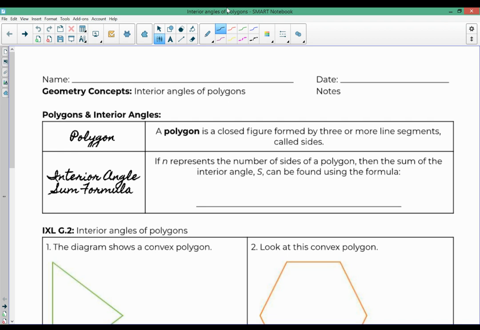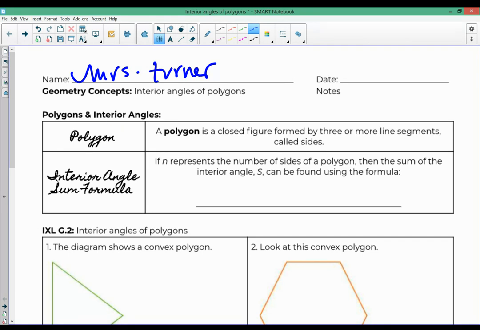Hi everyone. Today's lesson is going to be about the interior angles of polygons. So we'll just take some notes here. You should have these out in front of you, either on paper that you printed out, or you can do this also online.